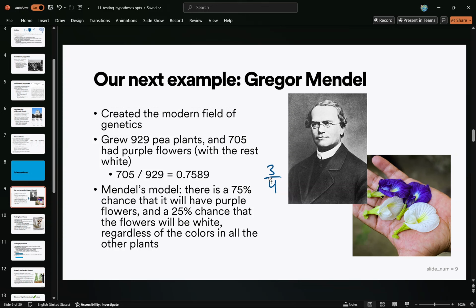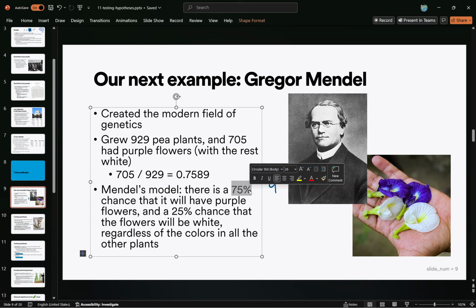And then he also said this, it has to do with fancy probability theory. There's an idea of independence going on. Regardless of the colors of the other plants, whether you use 2 purple pea plant flowers, or 2 white pea plant flowers, or a purple plant and a white plant, no matter what, it's going to end up with these kinds of chances. That's what he was saying there. Okay, so that's his model. That's what he thought was going to happen. 75% chance we see purple flowers.